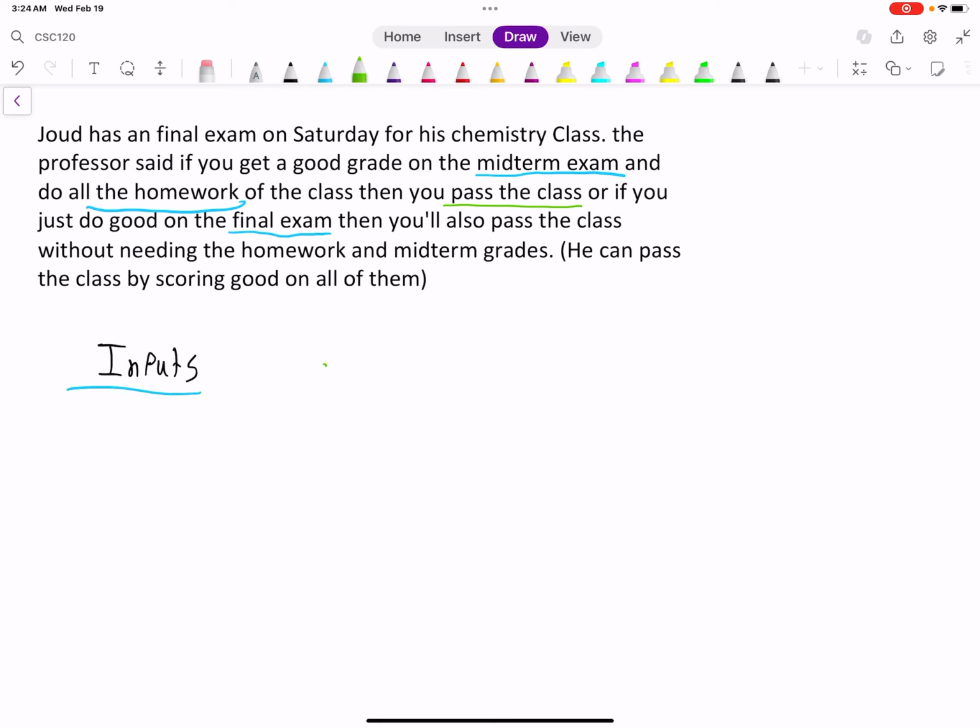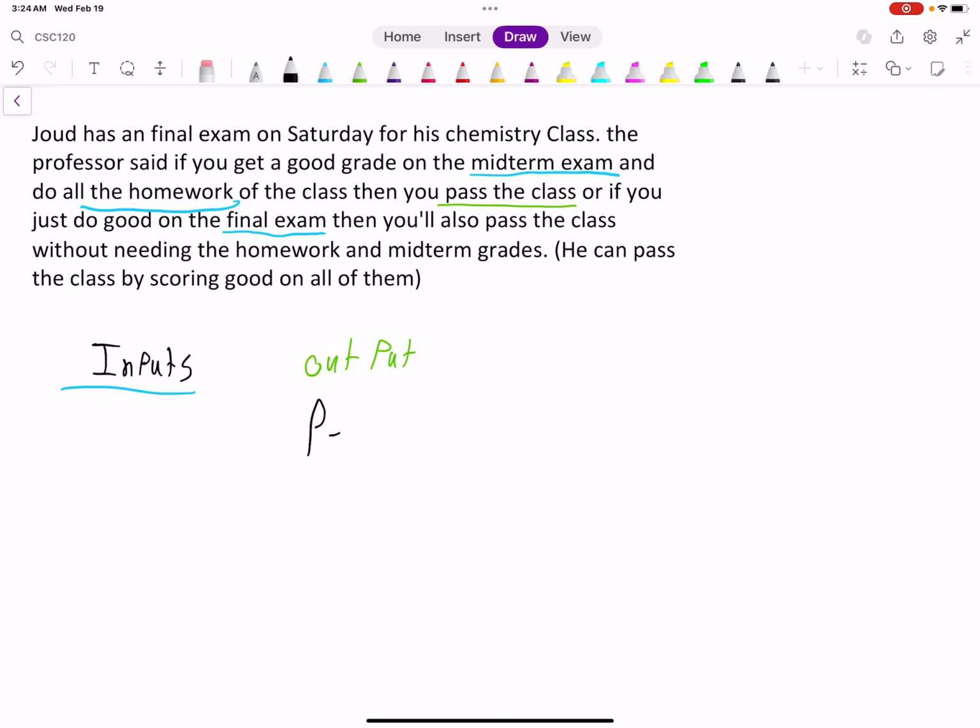We're going to name the output P for passing the class. 0 is for fail, and 1 is for pass.